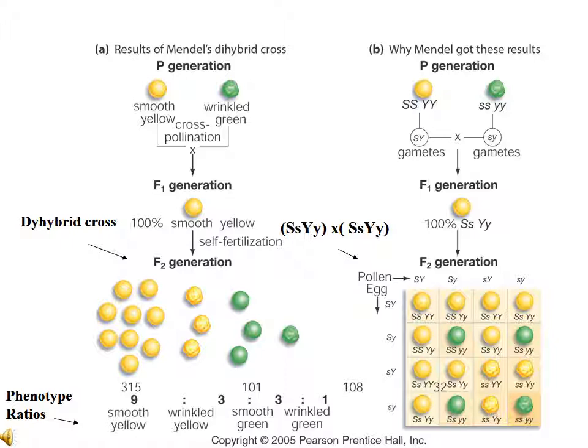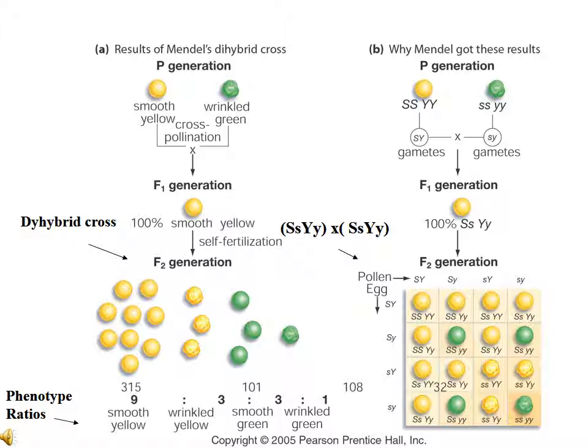So let's see what kind of eggs we can form. We can form an egg that has big S, big Y, big S, little y, little s, big Y, and little s, little y. On the top, we're going to get identical possible gametes: big S, big Y, big S, little y, little s, big Y, and little s, little y. So if these are the possible gametes that are going to result from this type of cross, which is a dihybrid cross, you look to see what the end result is going to be. The end result is going to look like this. We're going to get 9 smooth yellow, 3 wrinkled yellow, 3 smooth green, and 1 wrinkled green.